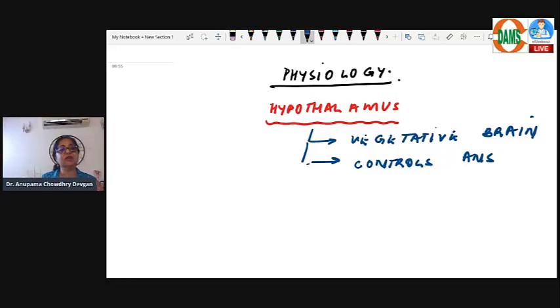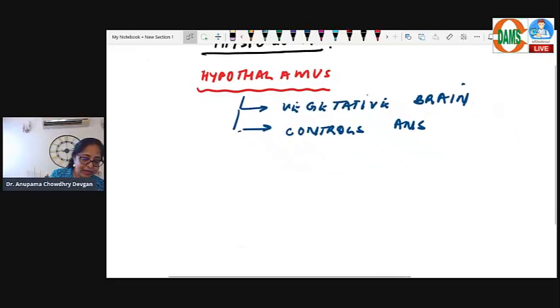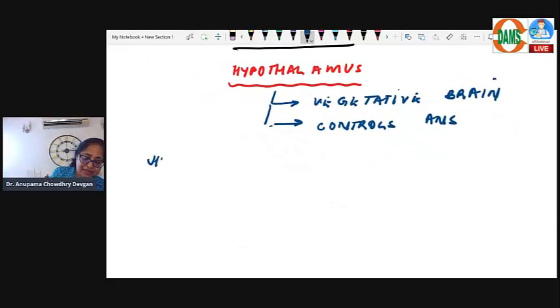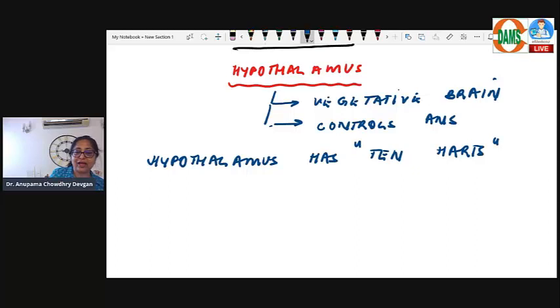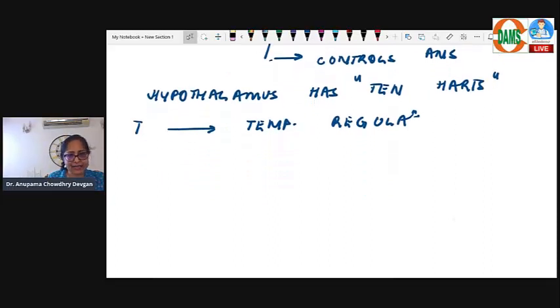Now, to remember which functions of the hypothalamus are involved, there is a little mnemonic: hypothalamus has 10 hearts. So what are the functions of the hypothalamus? Let's try and see that. T is number 1: temperature regulation. Temperature regulation we will be doing in detail just after this, after I tell you which are the nuclei for different functions.